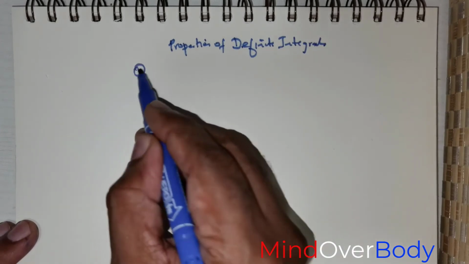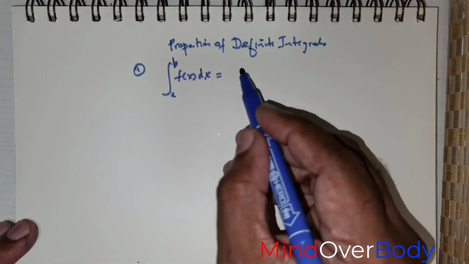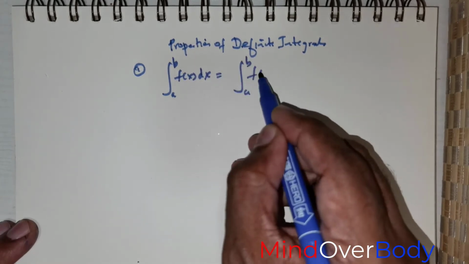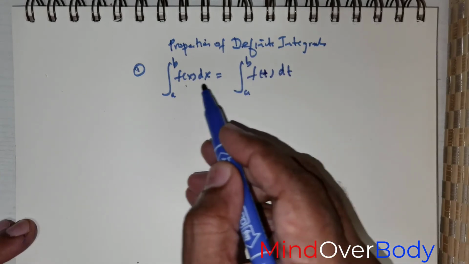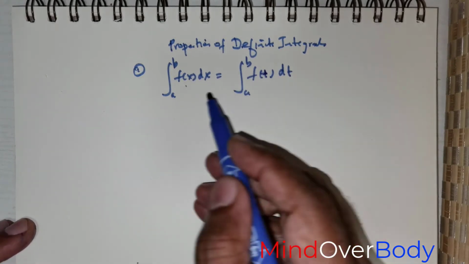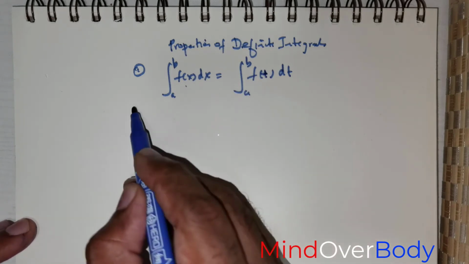Now the first one is integral a to b of f of x dx will be the same as integral a to b f of t dt. So in this case the variable is x, and in this case the variable is t. So the outcome will not matter. So we will get the same outcome.